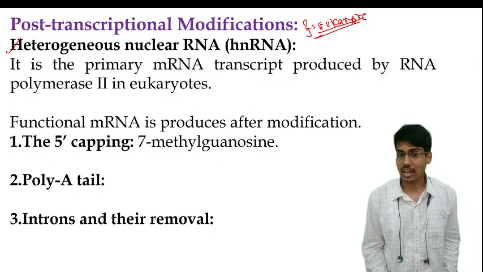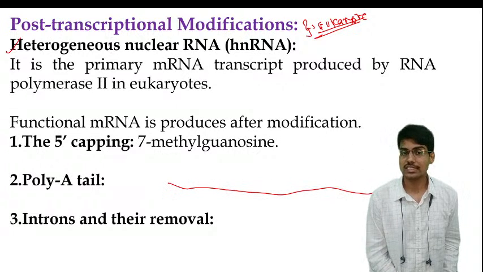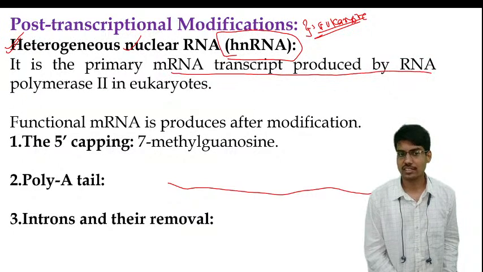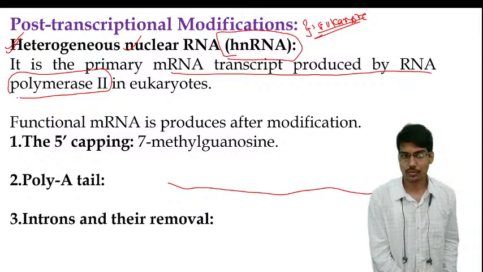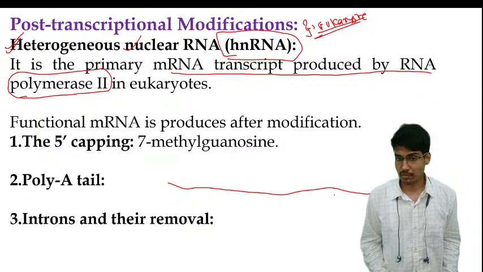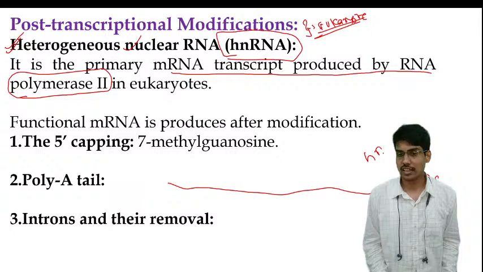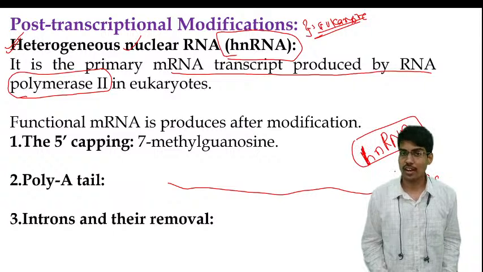Those RNAs which are synthesized in eukaryotes are called what? Heterogeneous nuclear RNAs, hnRNA. These are the primary mRNA transcripts produced by RNA polymerase 2. So these are the primary RNAs synthesized after eukaryotic transcription. They are called hnRNA. Now they are required to be processed further.